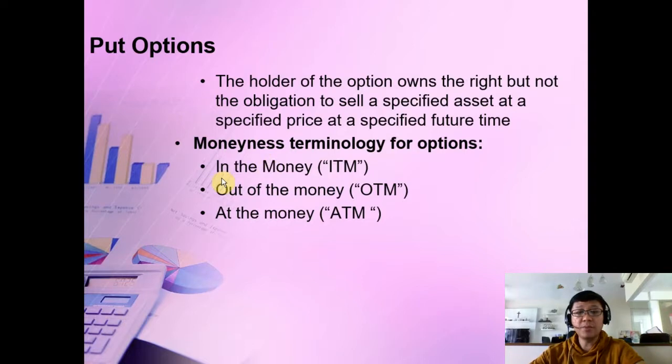Some of the terminologies: an option is in the money means money goes inside your bucket, so you basically profit. Out of the money means you lose money. At the money simply means no gain, no loss, at that point.